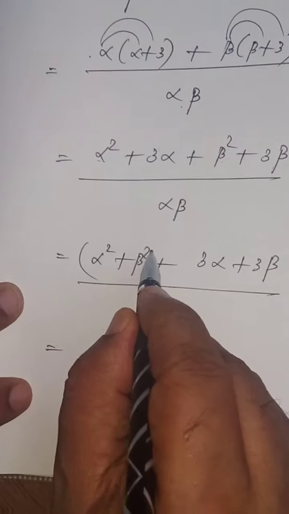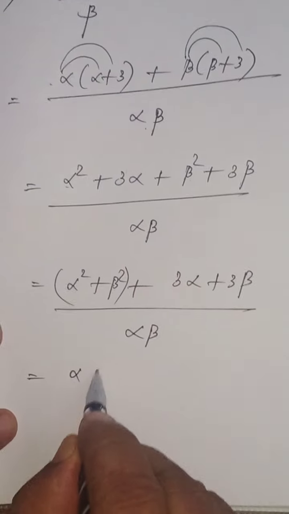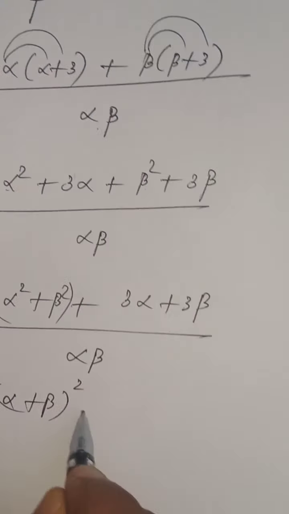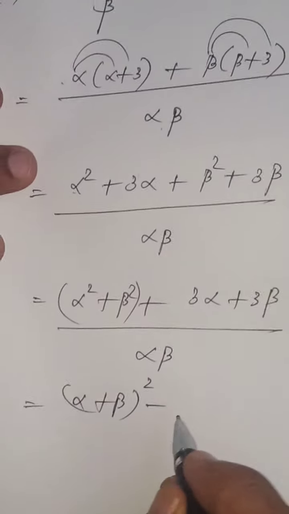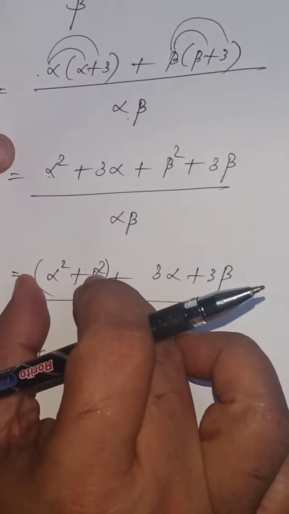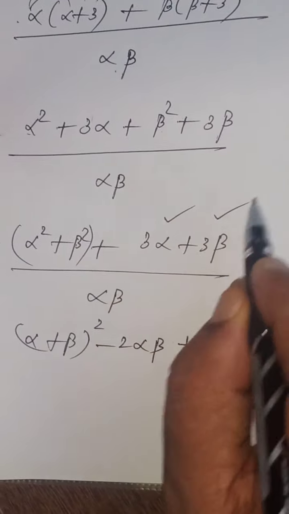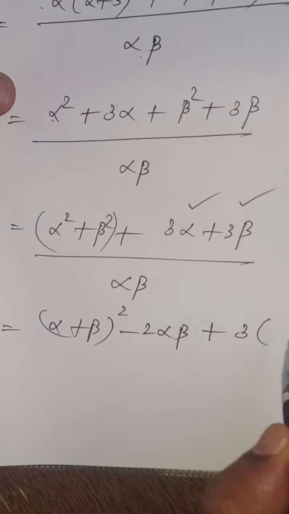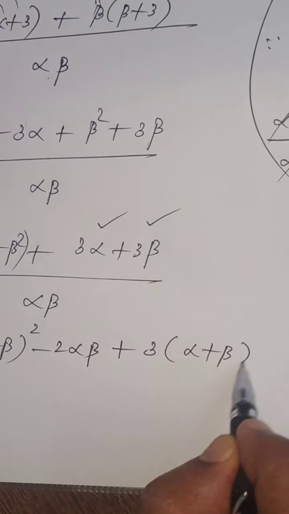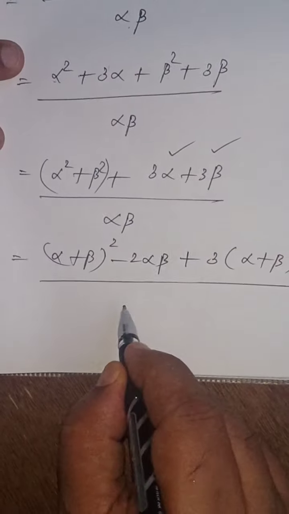But for alpha square plus beta square, there is a separate identity, you know very well, that is alpha plus beta the whole square minus 2 alpha beta. So the alpha square plus beta square identity is over. Between these two you can take 3 as common. If you take 3 as common, you will be getting alpha plus beta, the whole divided by alpha beta.